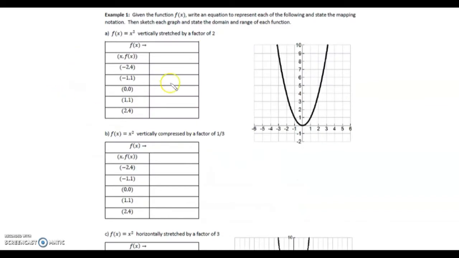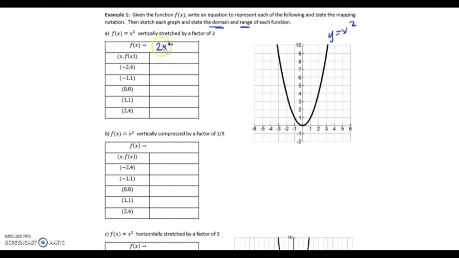Okay, so we are going to start with parabolas. Given the graph f at x, write an equation to represent each of the following and state the mapping notation. Then sketch each graph and state the domain and the range. We know this is going to be x squared, y equals x squared. We're going to do a vertical stretch by a factor of 2. So our f at x is going to be 2x squared.